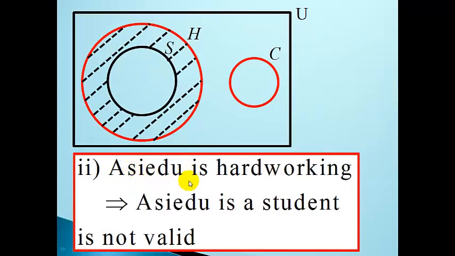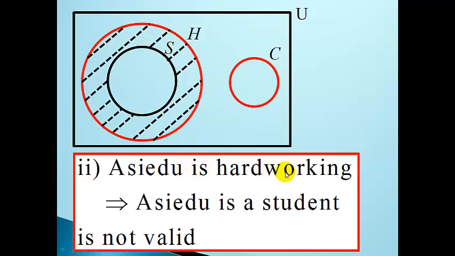Now, Asiedu is hardworking implies Asiedu is a student. Now, Asiedu is hardworking means Asiedu can be anywhere within the circle H. But when you say Asiedu is a student, it doesn't sound well because Asiedu can be within the shaded portion. The fact that Asiedu is hardworking does not mean Asiedu is a student because he can be hardworking, but he cannot be a student. He can be outside the circle S.